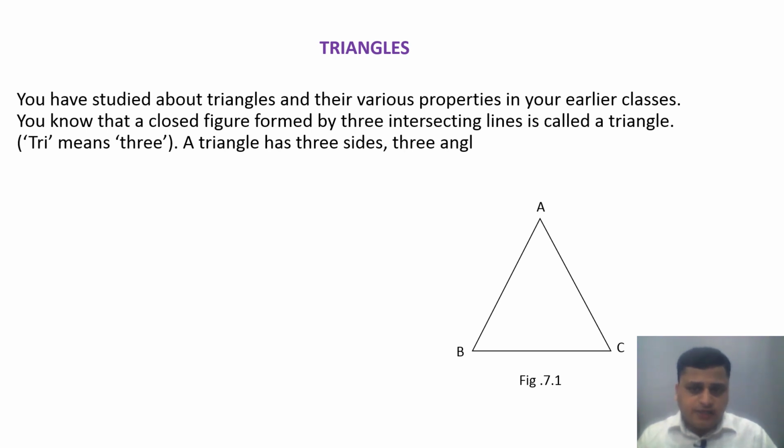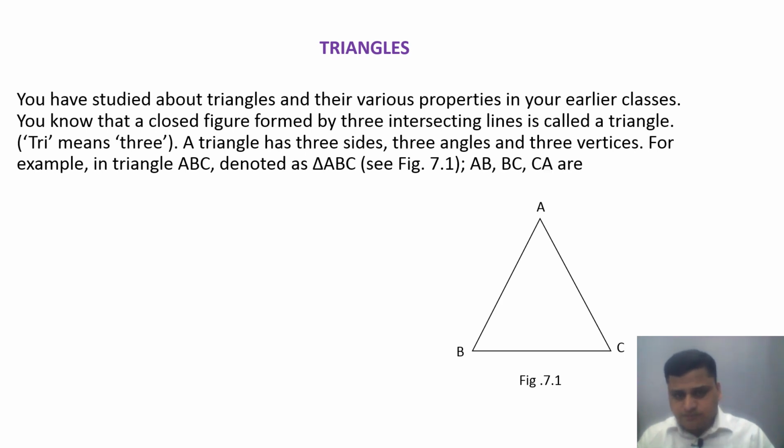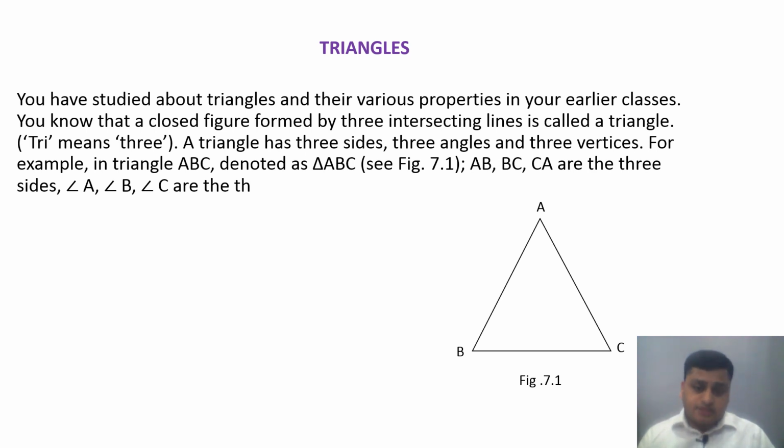If we separate the word triangle, it becomes tri, which means three, and then angle. So triangle means tri, three. A triangle has three sides, three angles and three vertices.